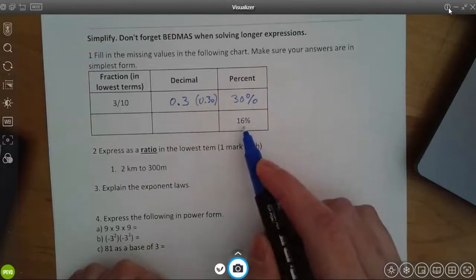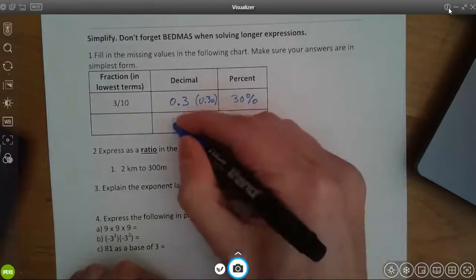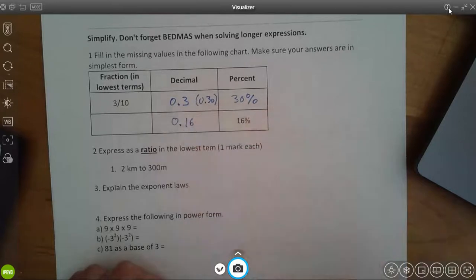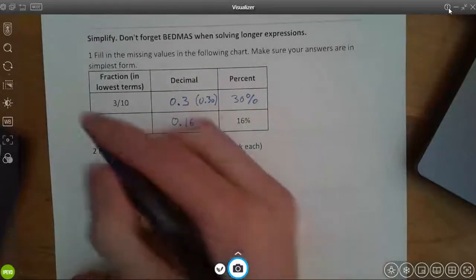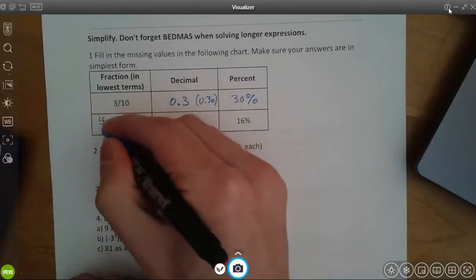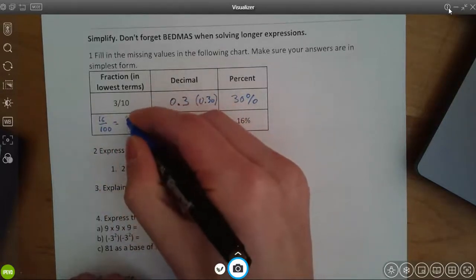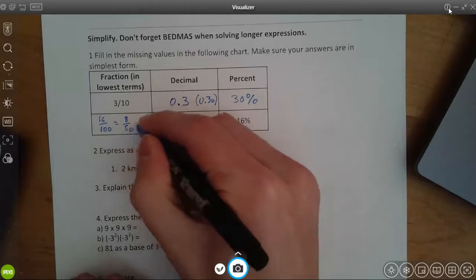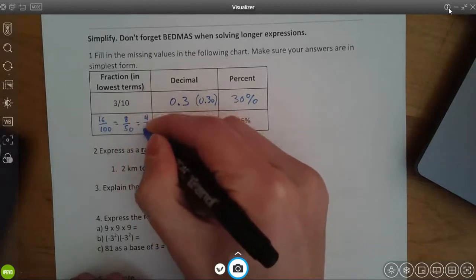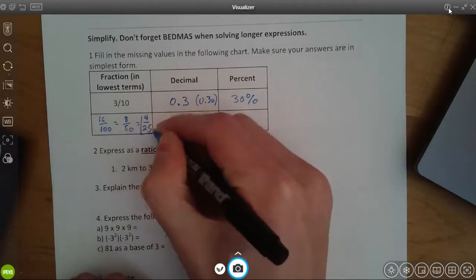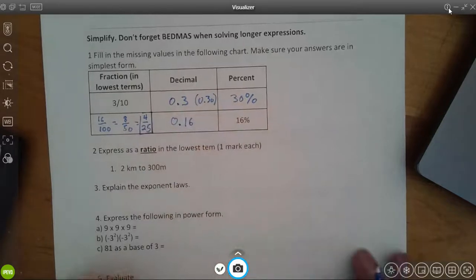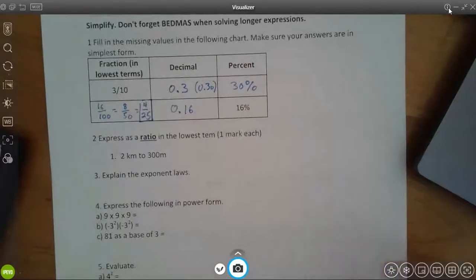If I'm going backwards, as a decimal, 16%, I'm dividing by 100 or moving the decimal twice to 0.16. As a fraction, well, a percentage is out of 100, and then I'm going to reduce, so I can divide top and bottom by 2, but I'm not done. I can do it again. I can divide numerator and denominator by 2 again to get to my final answer, 4/25. So that's fractions, decimals, and percentages.